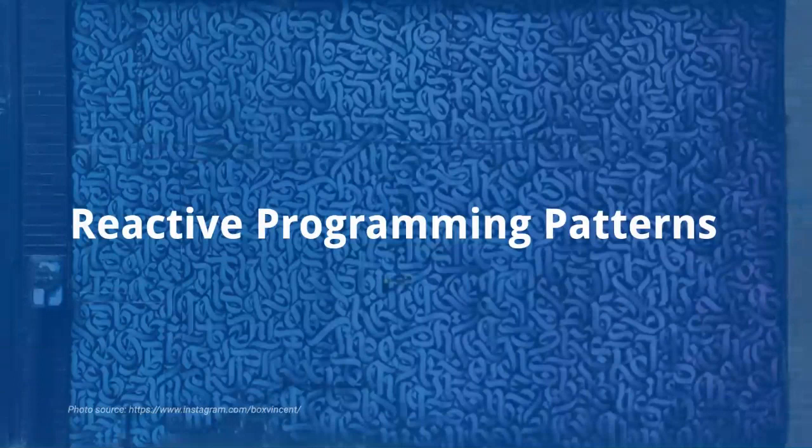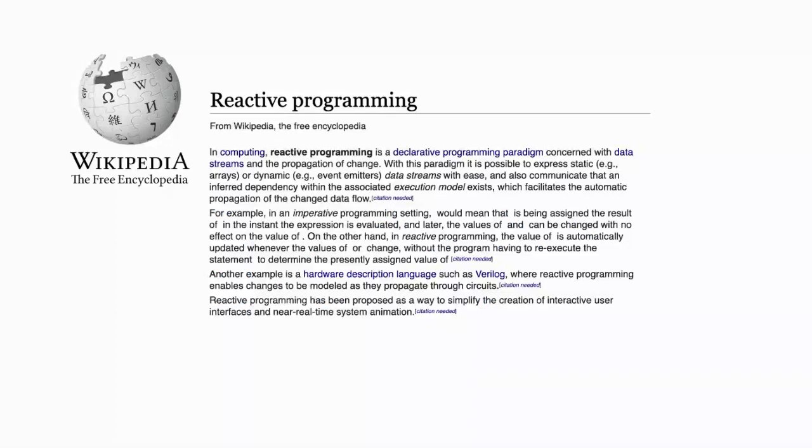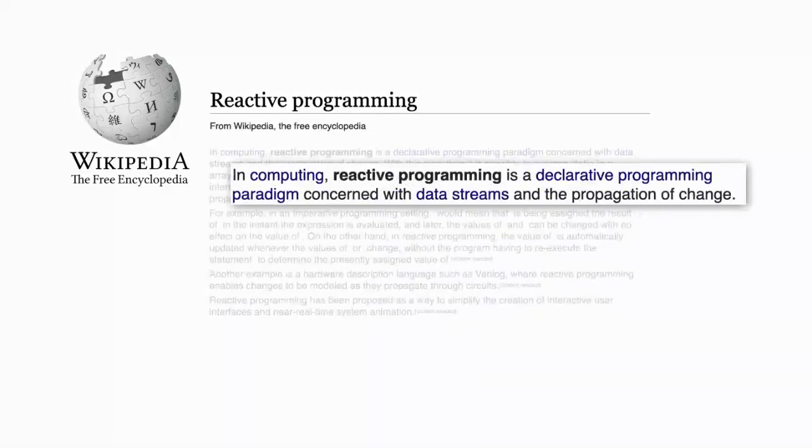All right, so let's get started for real. What exactly is reactive programming? So here we have Wikipedia's definition. The key point here that we should remember is effectively that in computing, reactive programming is a declarative programming paradigm, which is concerned with data streams and the propagation of change. Those are the three main things right there.